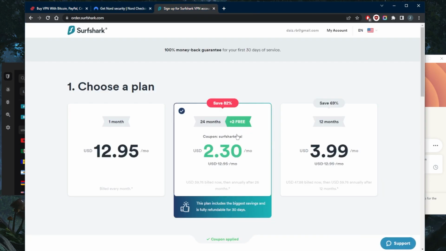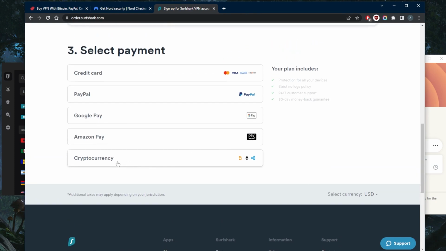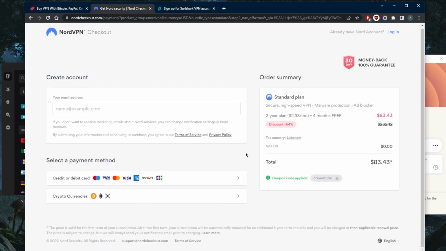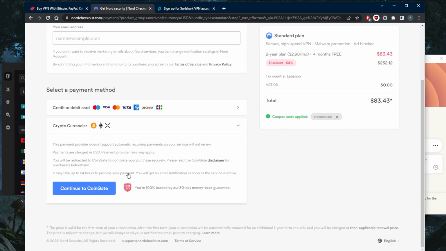And if we go down here, of course, you have cryptocurrency, including Bitcoin, Ripple, and Ethereum with Surfshark. And with NordVPN, if you go down here, you do have access to also Bitcoin, Ethereum, and this other option right here, which I'm not exactly sure of.